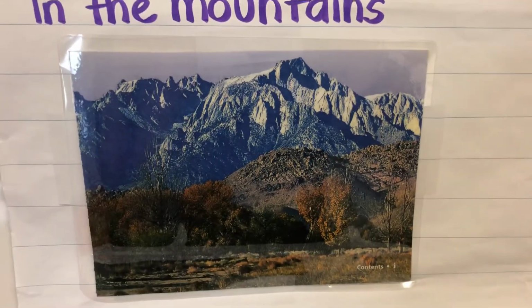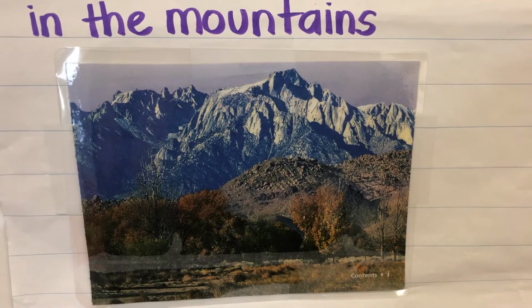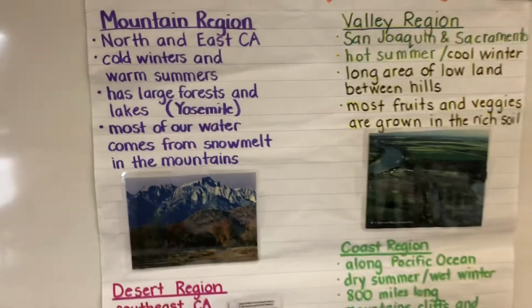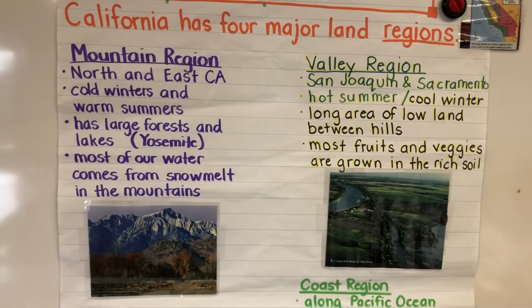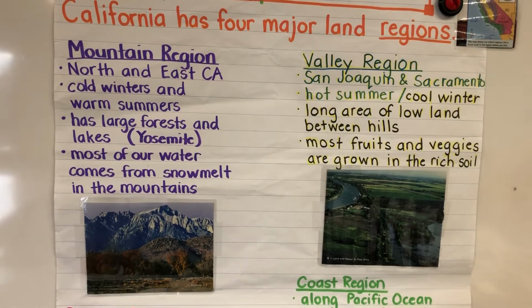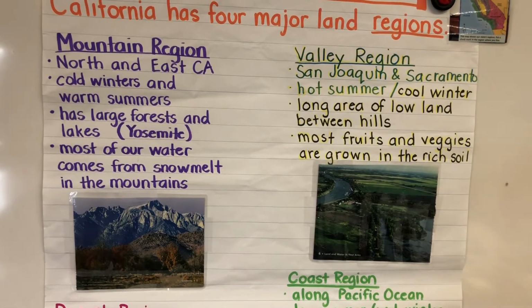So here's an image of what our mountain regions might look like in California. And again, that most important thing is that our water comes from the melted snow on those mountains. If it doesn't snow in California that year or not much, we know we're going to have a drought.